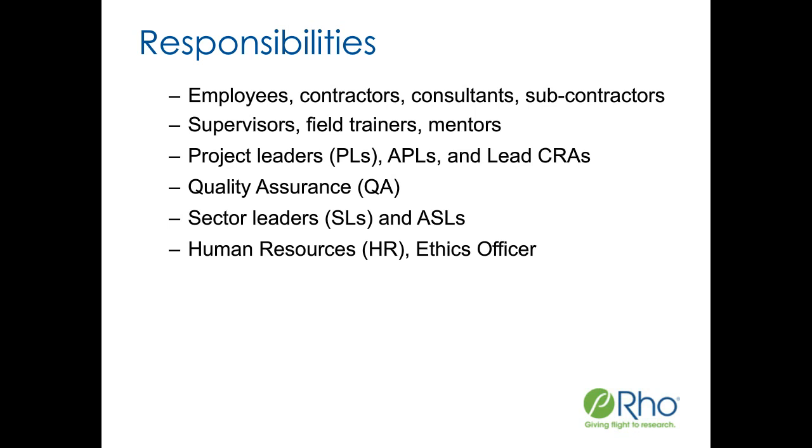Your project leaders and lead CRAs will be in a position of receiving the reports and having to assess them and handle them. Your quality assurance unit obviously will need to be involved in the escalation of issues that could be misconduct. Your sector leaders or senior management, however your organization is set up, those people obviously will be in the escalation path. And at times, your human resources or ethics officer may be involved if the misconduct involves any of your own staff.